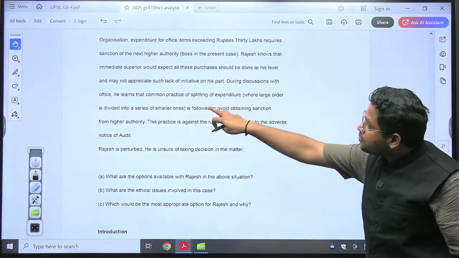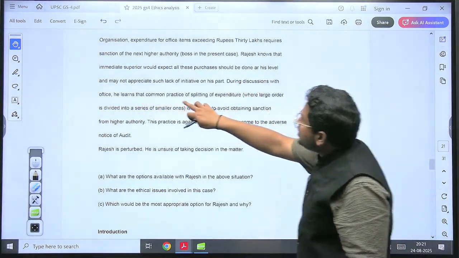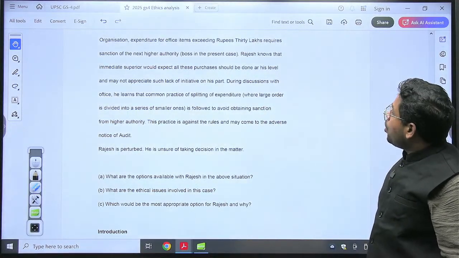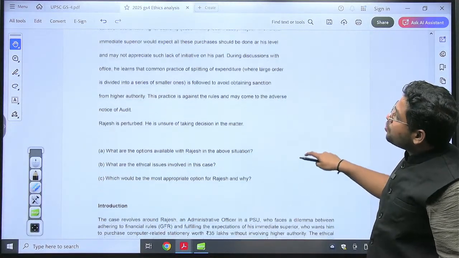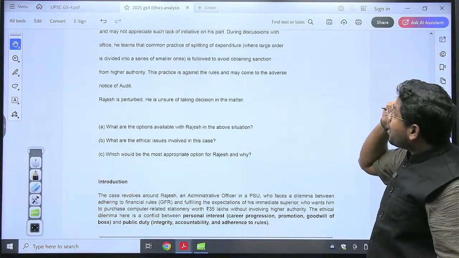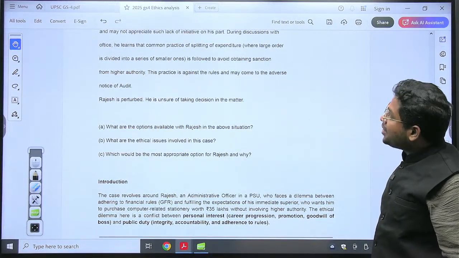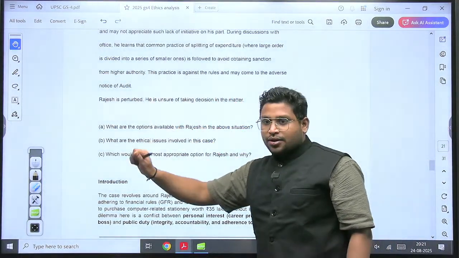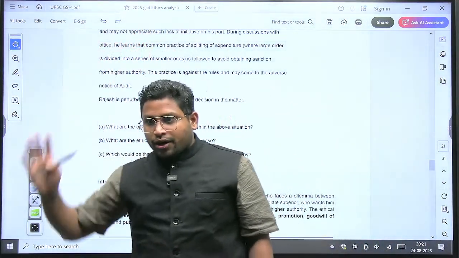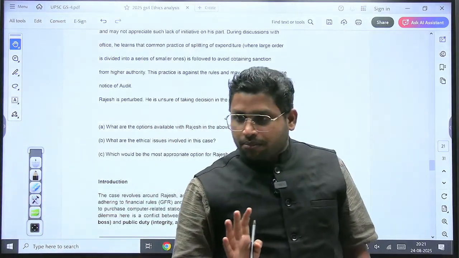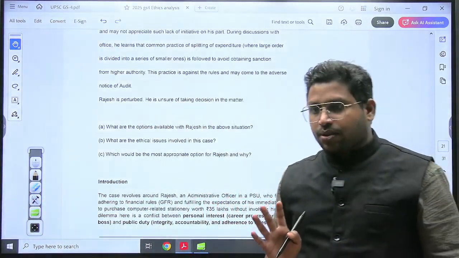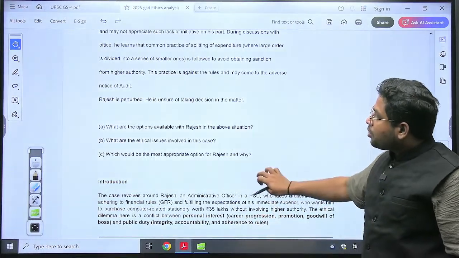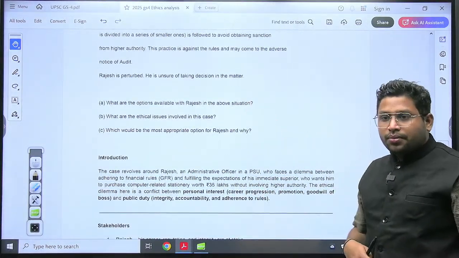So during discussions with his officer, he learns that the common practice of splitting of expenditure, where a large order is divided into a series of smaller ones, is followed to avoid obtaining sanction from higher authority, and this practice is against the rules and may come to adverse notice of audit. So it's like later on, if there is an audit, they will come to know that there was some problem over here. They have done some problem. So what can Rajesh do in this particular case? What are the options available to him?